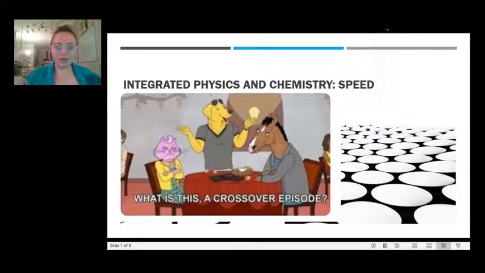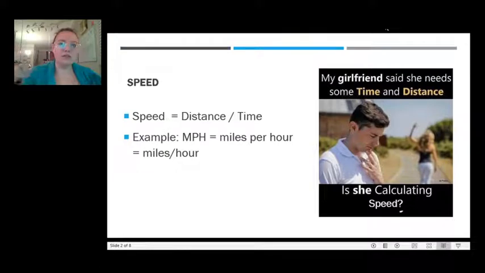Alright, today we're going to talk about speed, and we're going to relate it to both physics and chemistry. So you can think of it as a crossover. When we think of speed, that's going to be your distance traveled divided by your time. For example, when we're driving a car, our speed limit is usually in miles per hour, so that's miles over time. In our meme, my girlfriend said she needs some time and some distance. Is she calculating the speed?